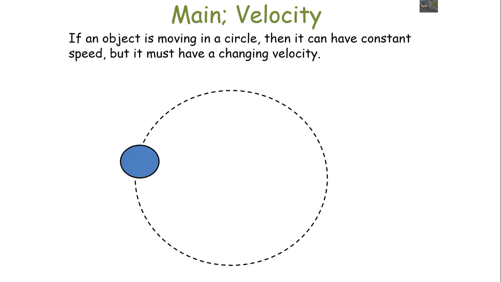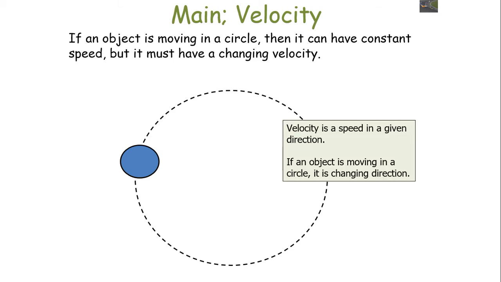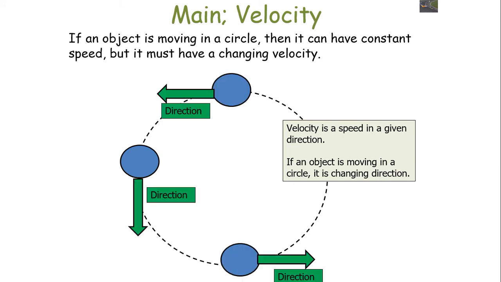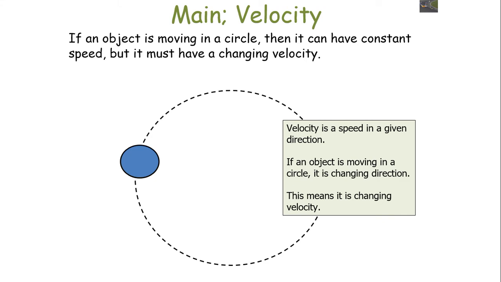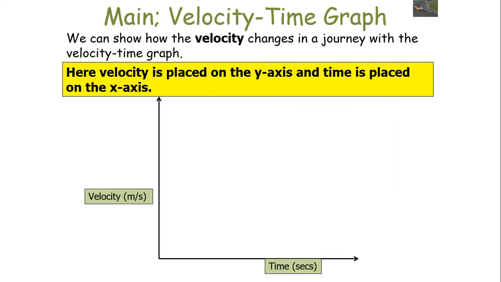Now if an object is moving in a circle, then it can have a constant speed, but it must have a change in velocity, because velocity is a speed in a given direction. And if an object is moving in a circle, it's changing direction, as shown there. So it means it's changing velocity. So it's accelerating.